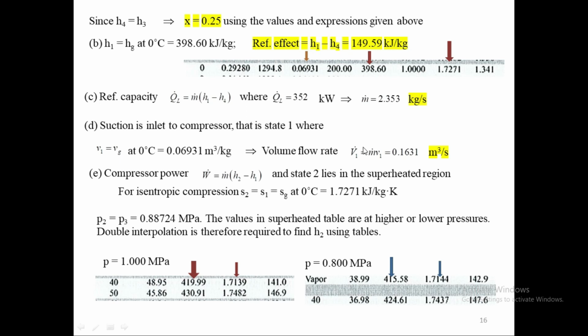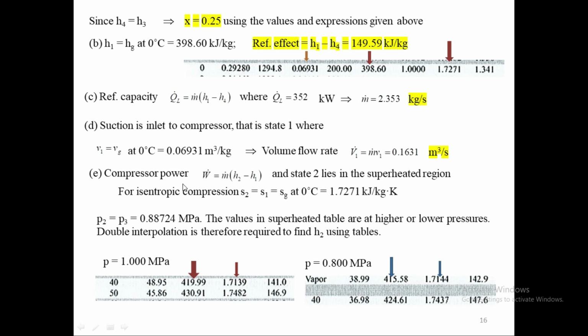So volume flow rate V dot is V1 multiplied by m dot. M dot we already figured out. So V dot, the volumetric flow rate at the inlet of the compressor, is 0.1631 meter cube per second.